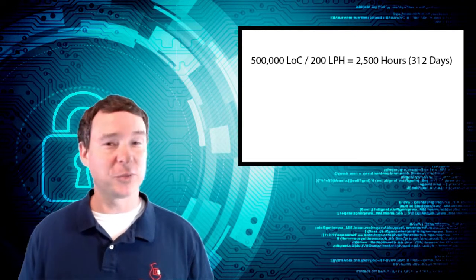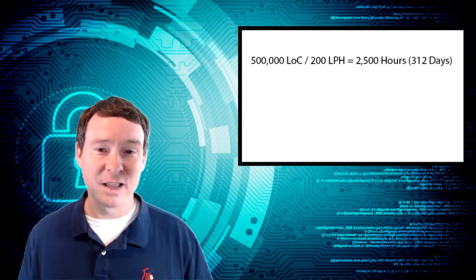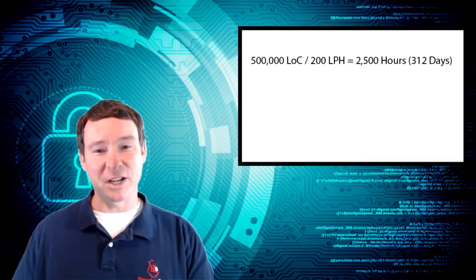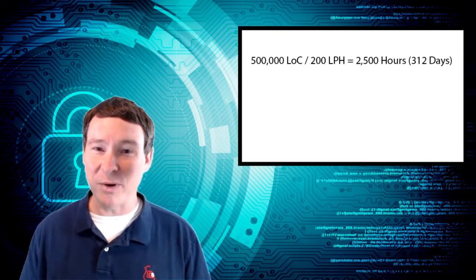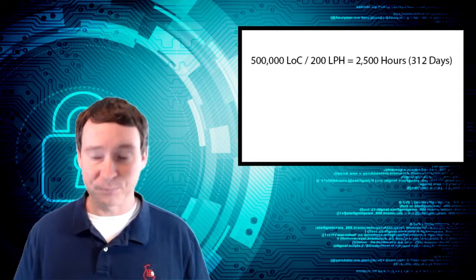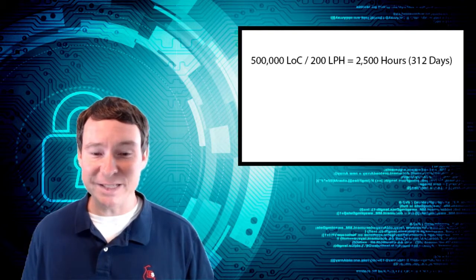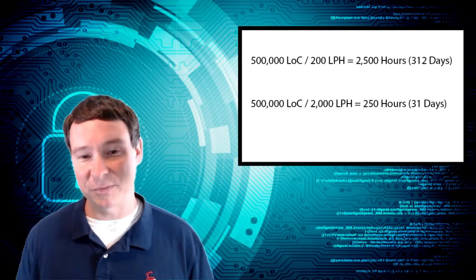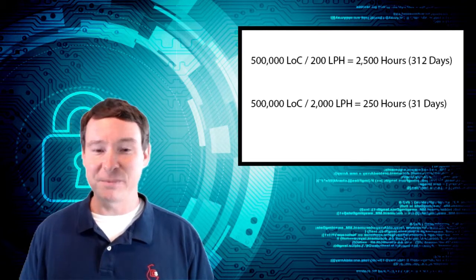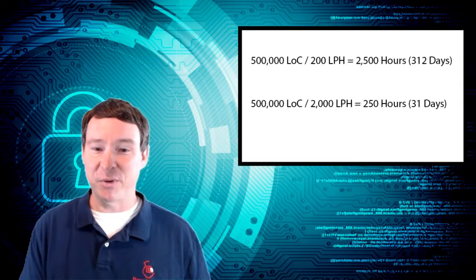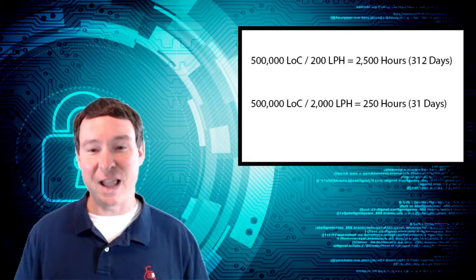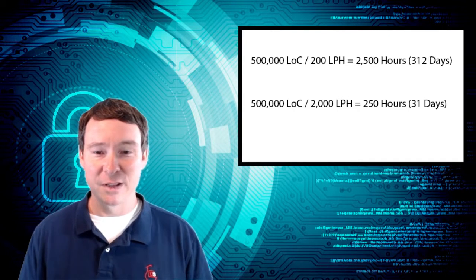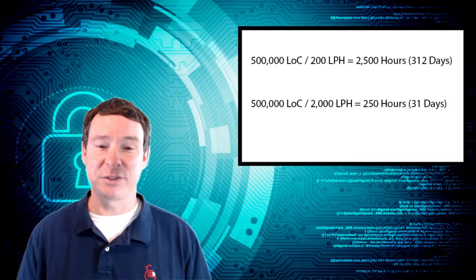Now, of course, you can throw multiple people at this and try to break it down and get it done a little bit quicker. But still, at 200 lines per hour, that's pretty slow. I find more realistically, you're looking at something like 2,000 lines per hour. And I know that sounds like a lot, but if you break that down, now you're looking at 250 hours or 31 days of one person. So you're looking at a month to get this turnaround.